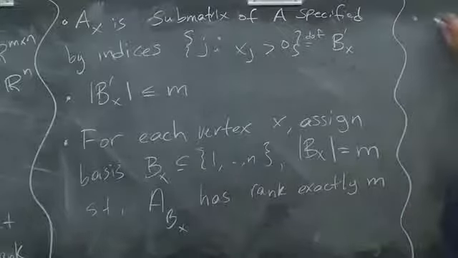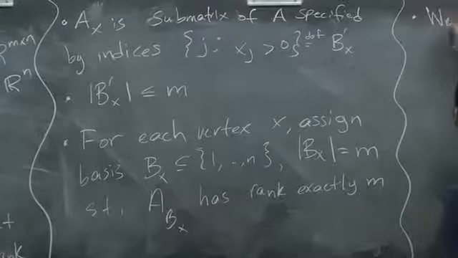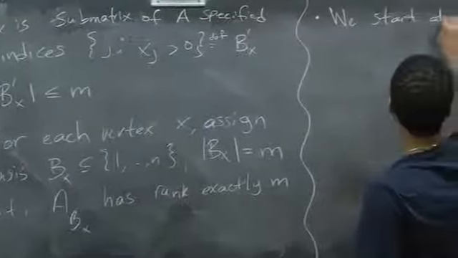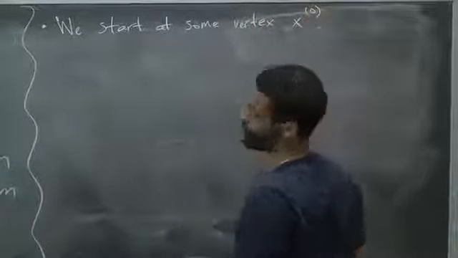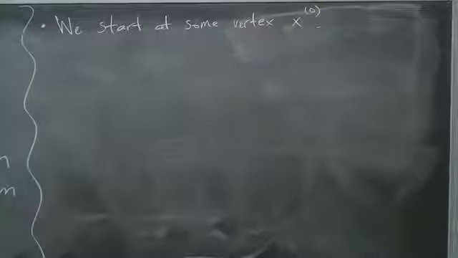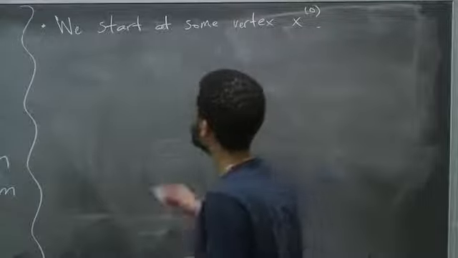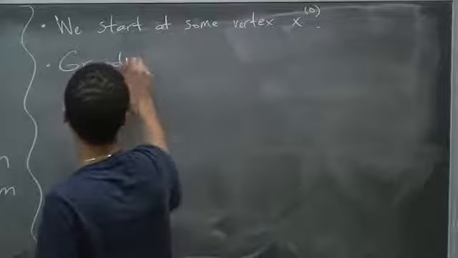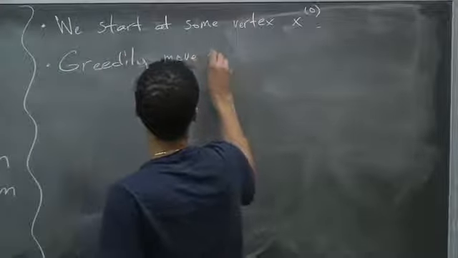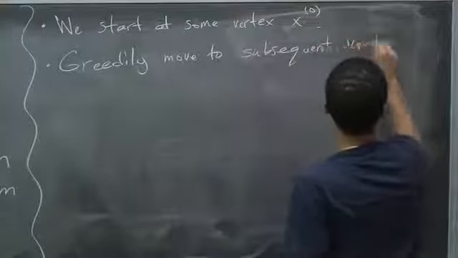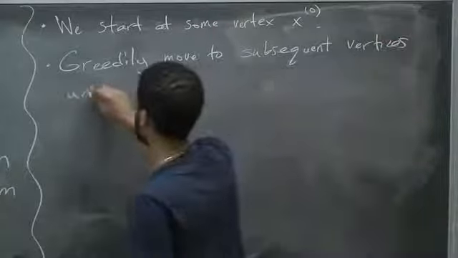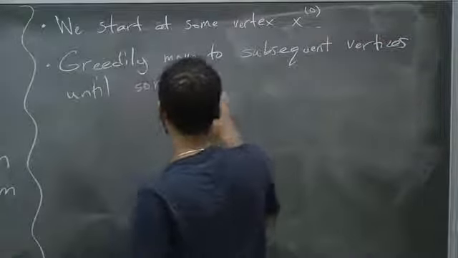so now we always start at some vertex. Let's call it x0 as the initial point. I mentioned how to get an initial point to start with simplex last lecture by basically running simplex on another LP. So we start at some initial vertex x0 and greedily move to subsequent vertices until some halting condition, which I said last time, and I'll write it again.